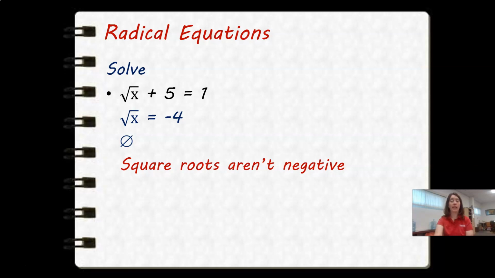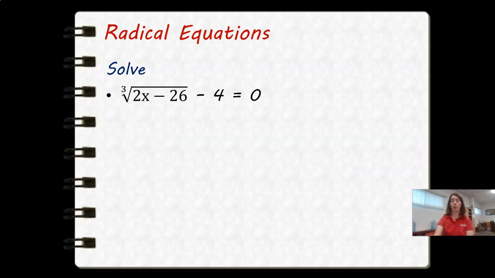Let's finish up today by looking at two examples that have our cube roots. So I have the cube root of 2x minus 26, minus 4, is equal to 0. So same solving process that we just did with our square roots. The first thing, isolate the radical symbol. So I'm going to get rid of the minus 4, I'm going to add 4. So I have the cube root of 2x minus 26 is equal to 4.